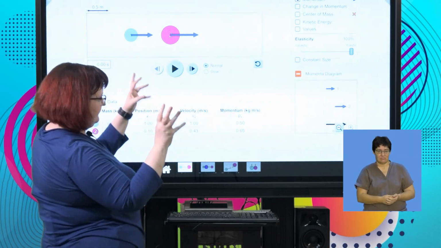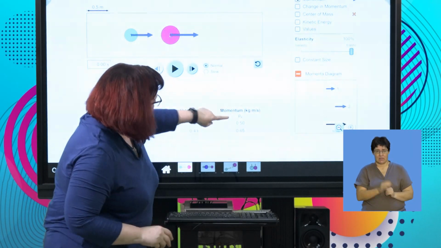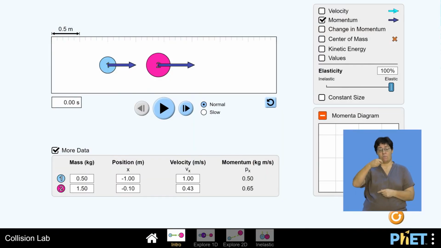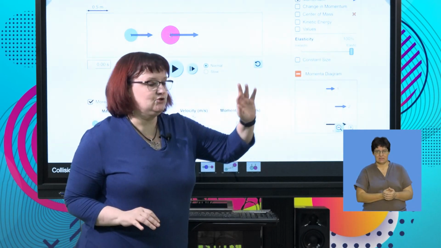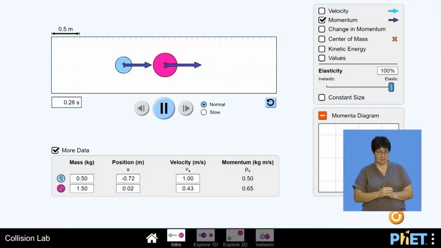Let's see what happens. First of all, let's do the total. So we have 0.5 and 0.65. That's 1.15. I'm doing it quickly in my head. You guys can do it on your calculators. It's positive, so it's to the right. Let's see what happens.